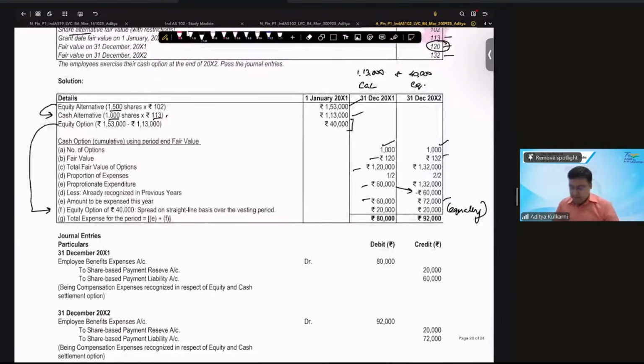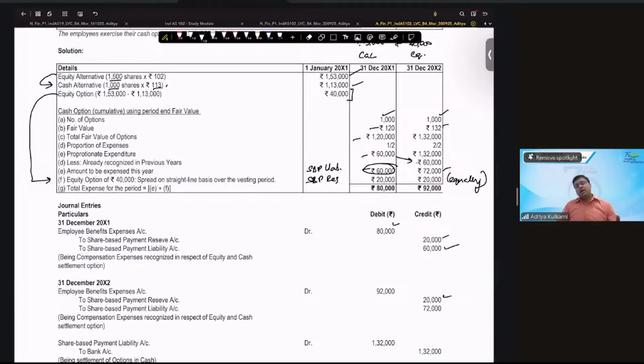So in this case, I will recognize an SBP liability of 60,000 and an SBP reserve of 20,000. So total is 80,000. This 20,000 again next year it will come again because this is apportioned over 2 years. 72,000 is the second year cost. So total expense for year 2 is 92,000.